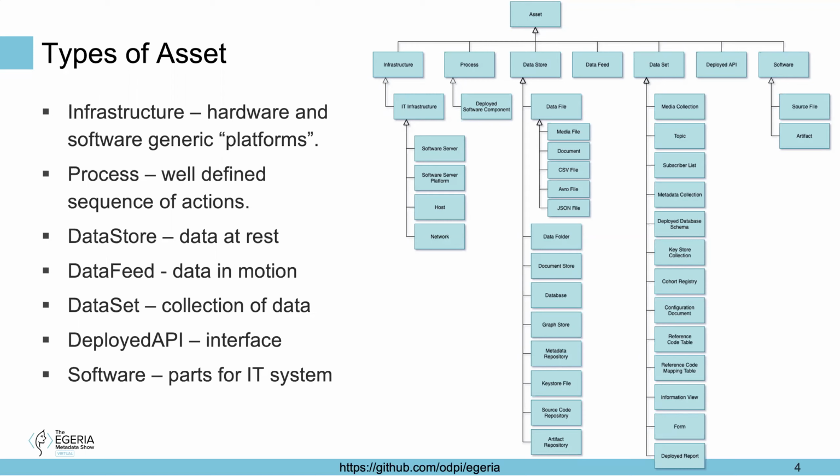So if you look at the hierarchy here, you can see physical things like the data stores could be a folder on a disk, whereas something like a form or a report, which is something that's generated in software, but is a collection of data that a user uses. That's what we mean by a data set. And then we've got APIs, which are another way that both function and data is made available.